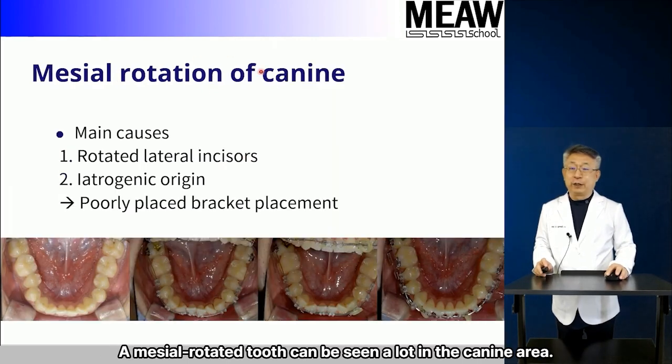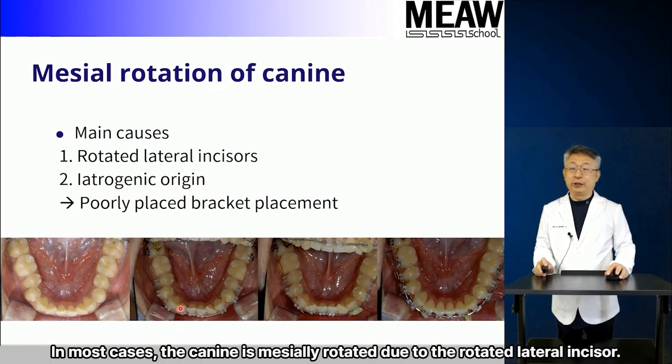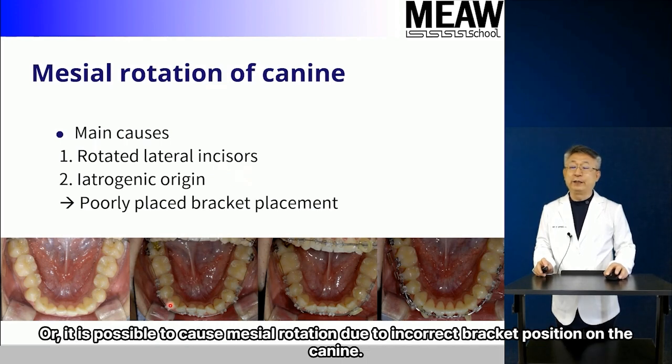A mesially rotated tooth can be seen a lot in the canine area. In most cases, the canine is mesially rotated due to the rotated lateral incisor. Or, it is possible to cause mesial rotation due to incorrect bracket position on the canine.